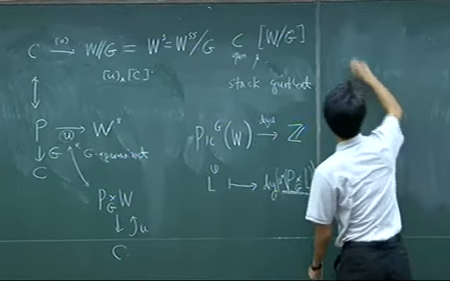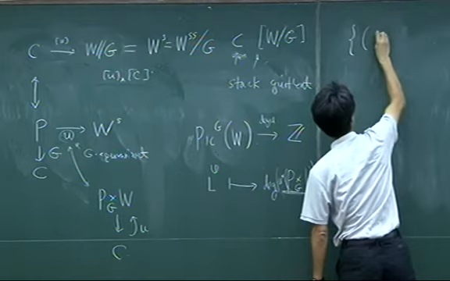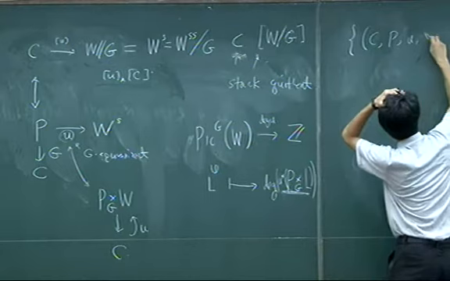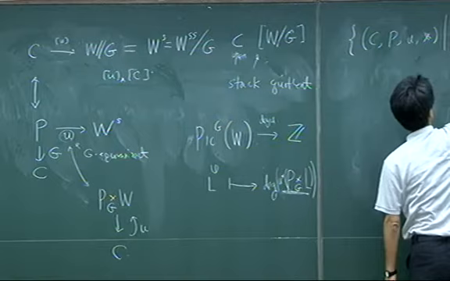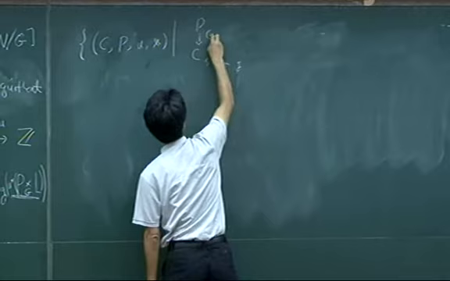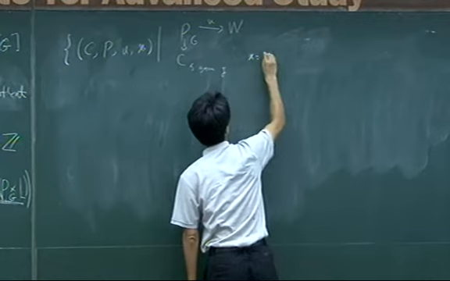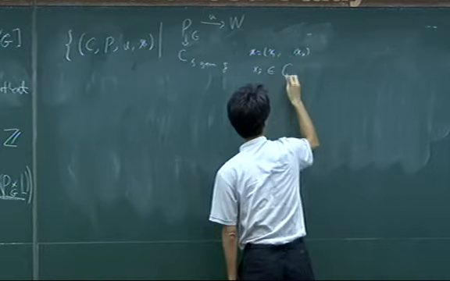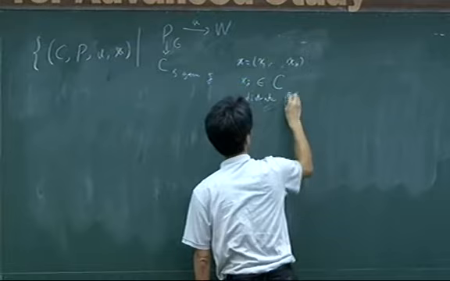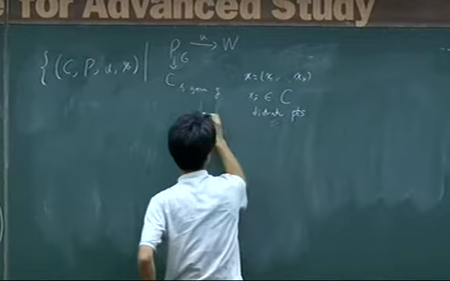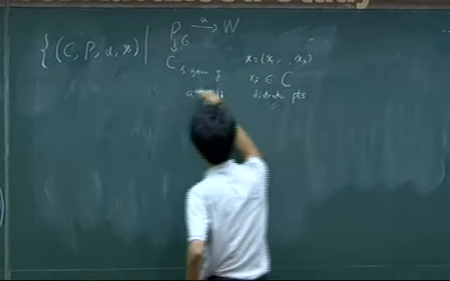So now I'm going to collect this whole data: C, P, u, and the points on it, such that C is a curve of genus g, P is a principal G bundle, and u is a G equivariant map to W, and the marked points x_i are distinct points. They are also smooth, just points on this nodal curve. Let's assume that this is also a nodal curve.